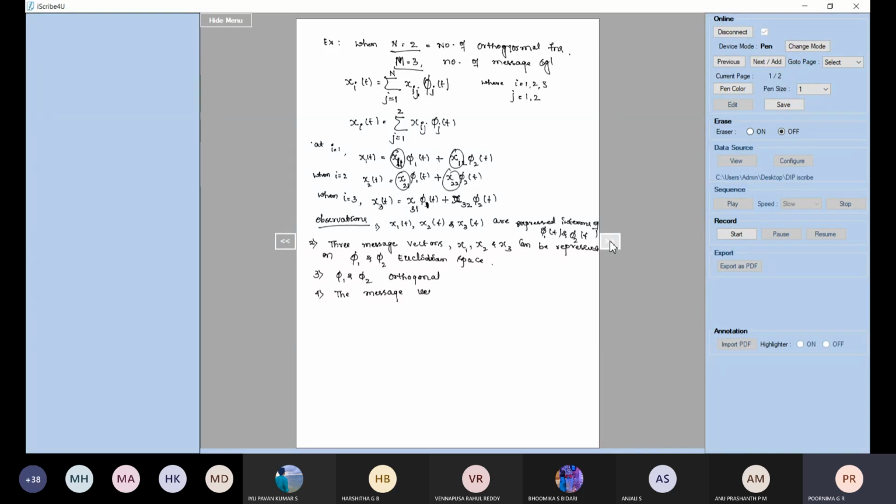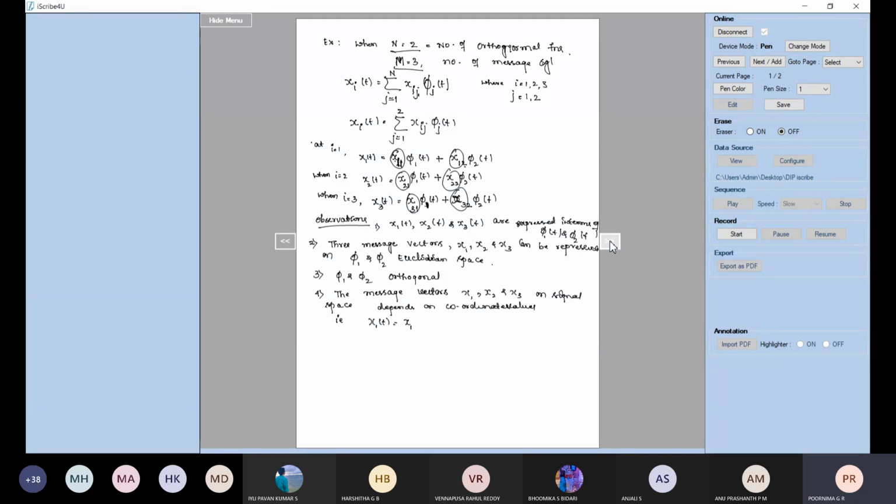Message vectors x1, x2 and x3 on signal space depend on coordinates. Which are the coordinates? The coordinates are x11, x12, x21, x22, x31, x32. Coordinate values.